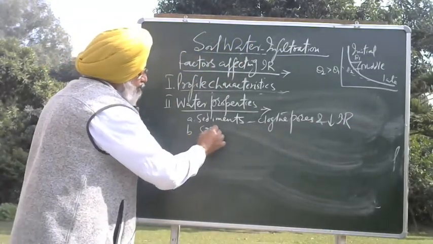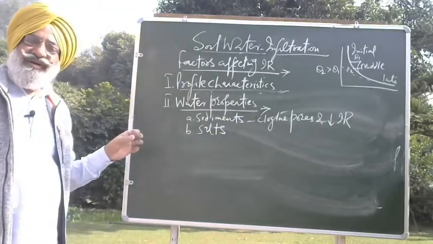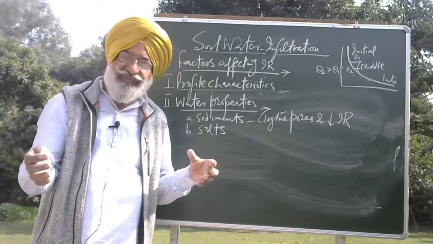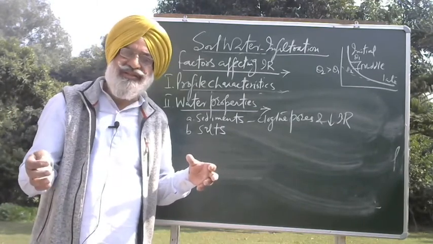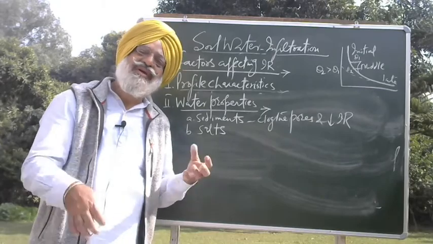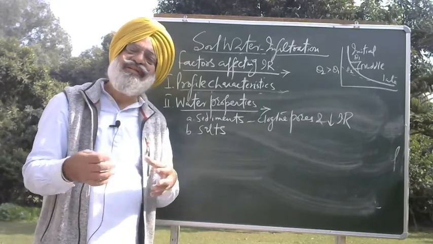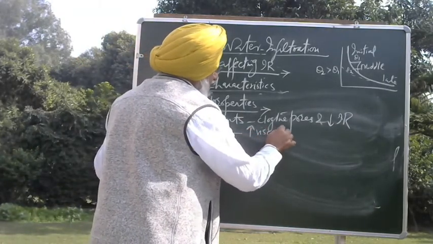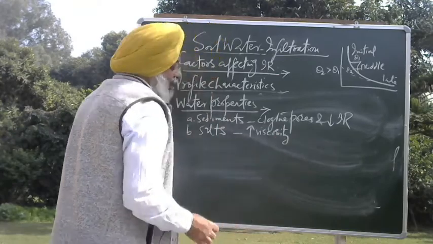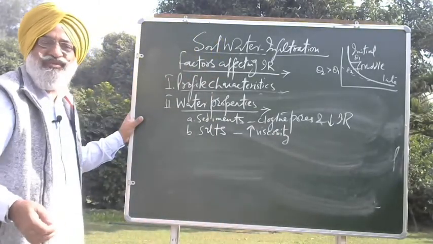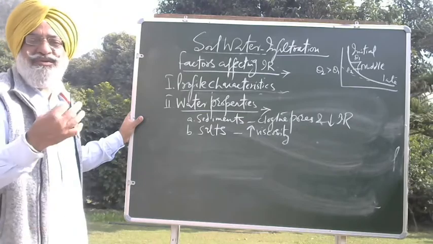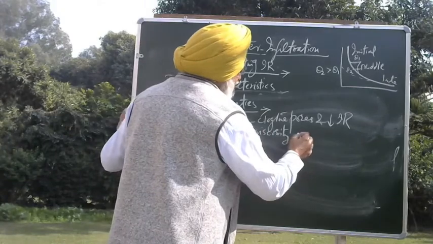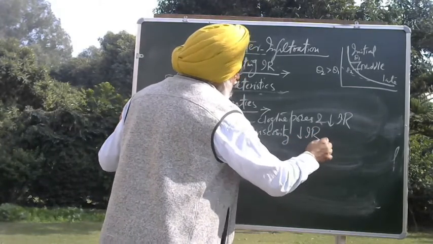Then you may have the presence of salts. Now on one hand you have saline water, on the other hand you have what you call non-saline water. When you have salts present in it, it increases the viscosity. So salts increase viscosity, and the higher the viscosity, the lower will be the movement of water, what we call fluidity. So all those factors which affect fluidity will come over here. So with viscosity, lower will be the infiltration rate.